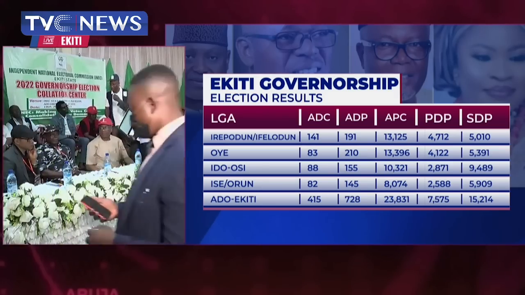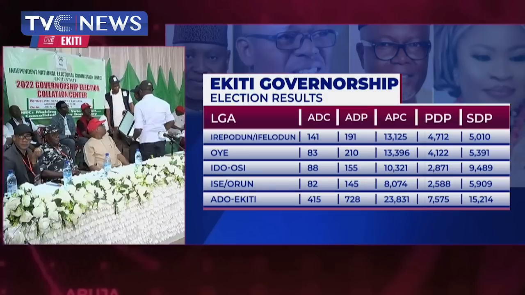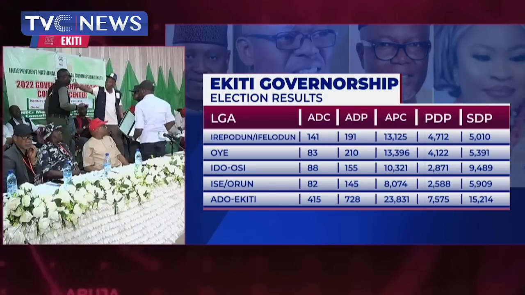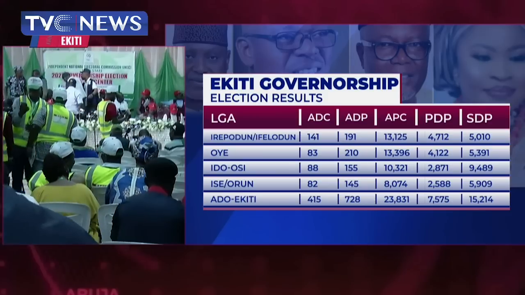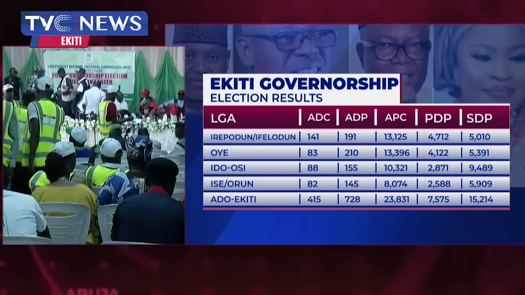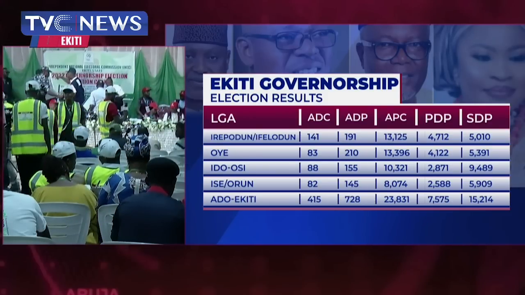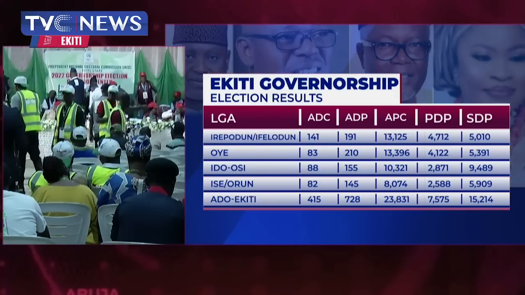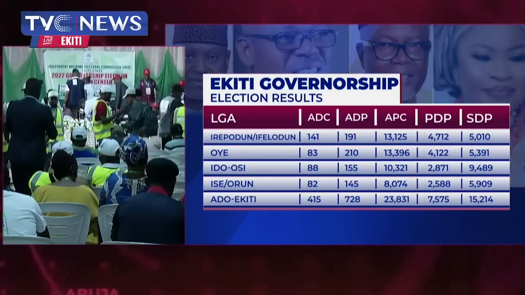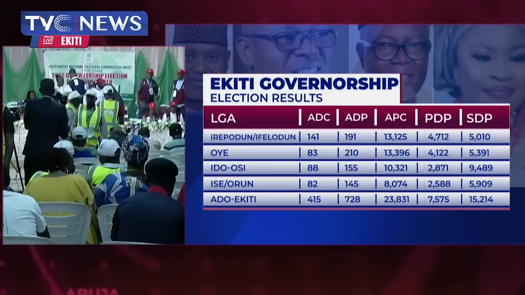A closer look at the figures, however, tells you who the real contenders are in this election. There were about 16 candidates, but only 3 of them have been prominent from the figures thus far, namely the APC, the Social Democratic Party, and the PDP in that order.